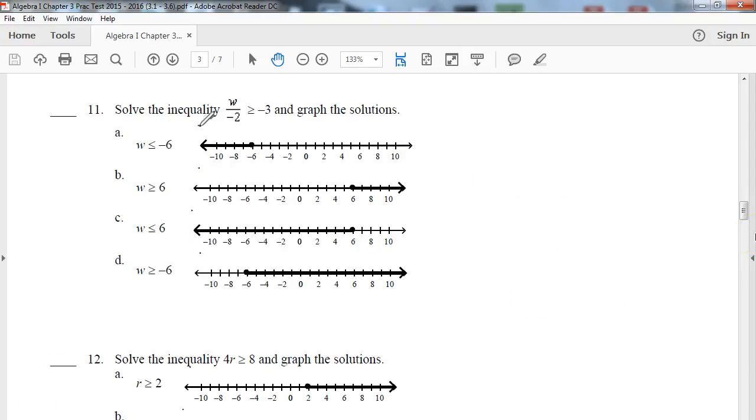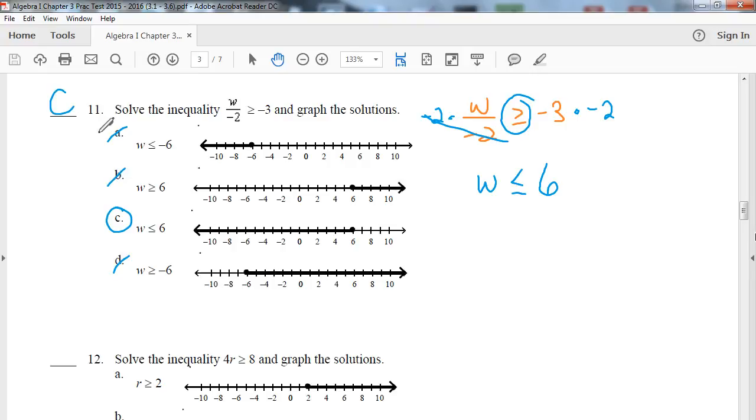Number 11, solve the inequality W over negative 2 is greater than or equal to negative 3. So this W divided by negative 2, in order to undo that division, we need to multiply both sides by negative 2. And when we multiply both sides of an inequality by a negative number, we need to remember to reverse that inequality symbol. So this ends up W is less than or equal to negative 3 times negative 2 is positive 6. So we have, looks like C is the option for us there.